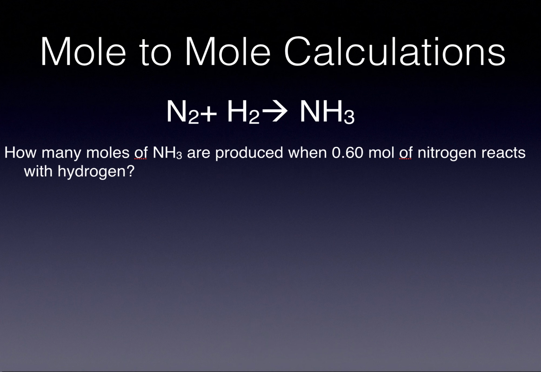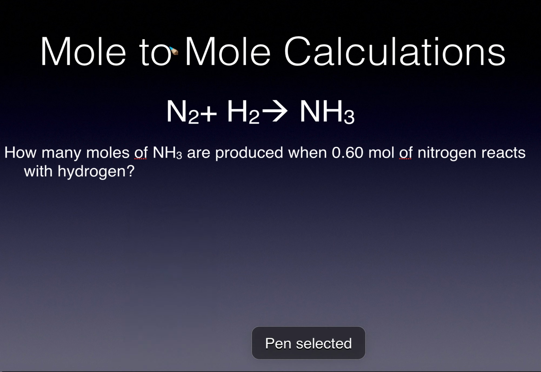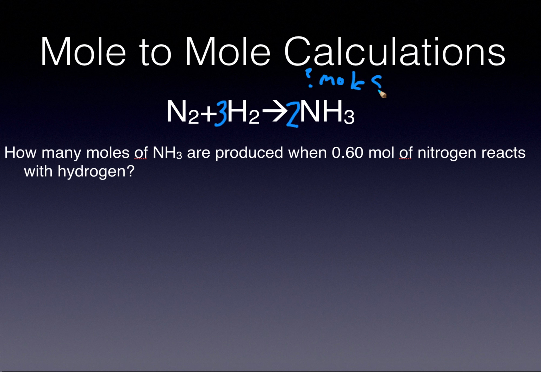So the first one, mole to mole calculations. Once again, the first and most important thing is to make sure our equation is balanced. If I look here, it's not quite balanced. If I put a 2 here, that'll balance out my nitrogen, and a 3 here, it'll balance out my hydrogen. So now we're good. It says, how many moles of NH3 are produced when 0.60 moles of nitrogen reacts with hydrogen? I like to put my variables above, so how many moles is what I need to solve for.